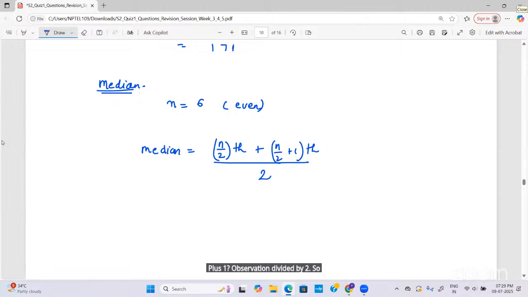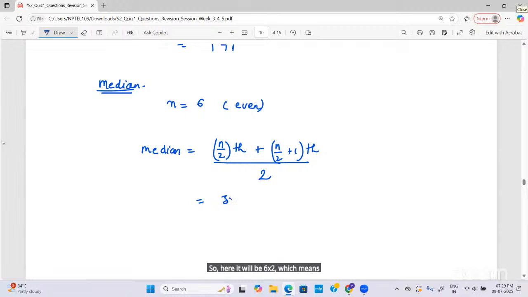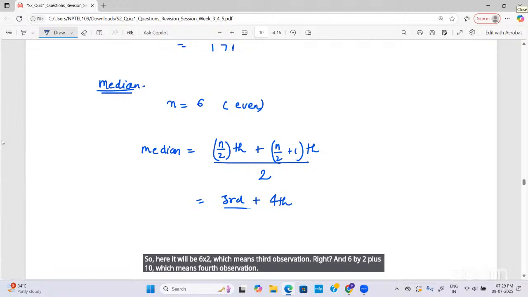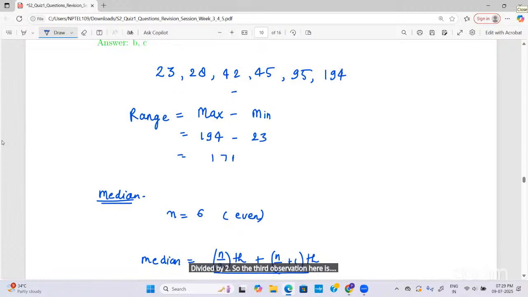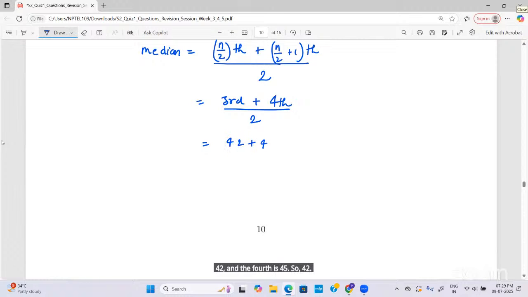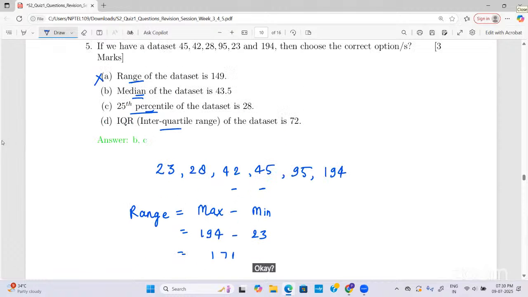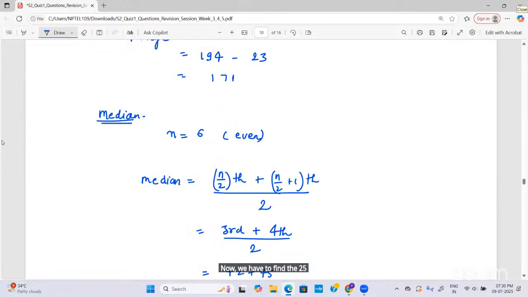So these two are actually the middle two observations. Here it will be 6 by 2, which means the third observation, and 6 by 2 plus 1, which means the fourth observation, divided by 2. The third observation here is 42 and the fourth is 45. So 42 plus 45 divided by 2 will be 43.5. So median is 43.5. This is correct.